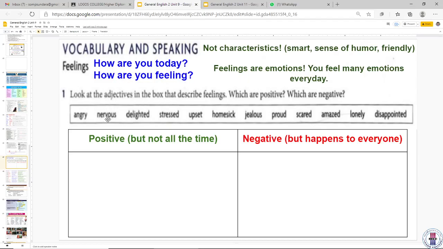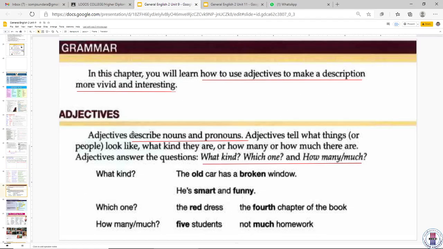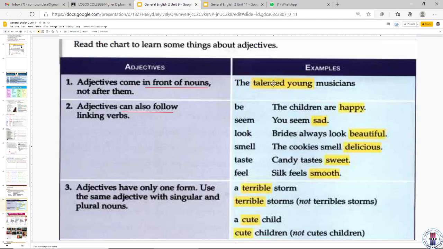And down here, in this box, is a list of adjectives that describe feelings. Right? So remember, adjectives describe nouns, modify nouns. Right? Adjectives describe nouns and pronouns. And usually adjectives come in front of nouns. Like this example, the talented young musicians. Musician is a noun, and these two words are your adjectives.